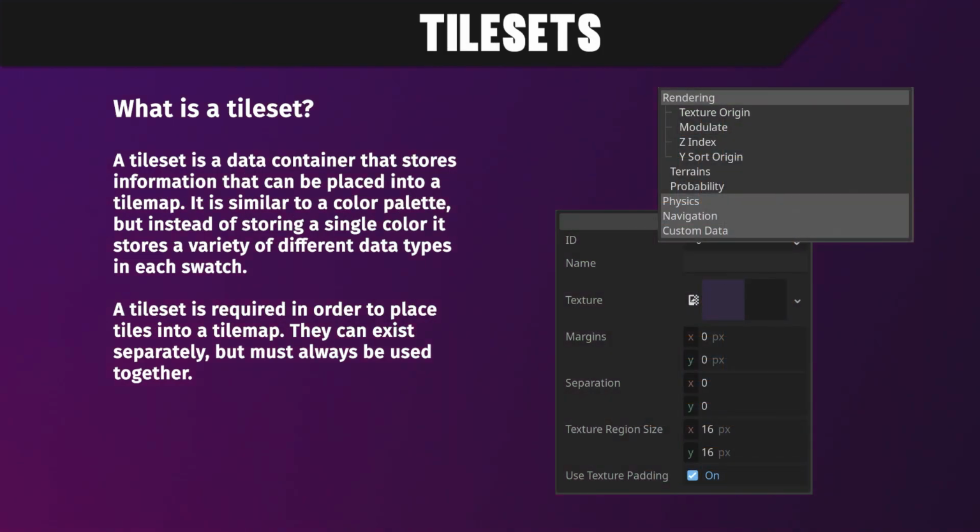So what's a tile set? A tile set is basically the data container that stores the information we're going to be placing into our tile map. And these two entities can exist separately, but they must be used in conjunction with one another. Without a tile set, you don't have any information to place into your tile map. And without a tile map, you have nowhere to place the information.